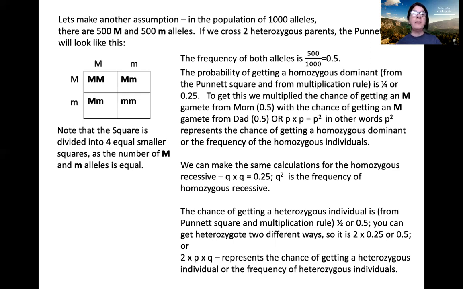The probability of being heterozygous the other way is also 1/4. And since either or could give you heterozygous, or means plus, we add them. So it is 2 times P times Q, right? P is the frequency of the dominant allele, Q is the frequency of the recessive allele.